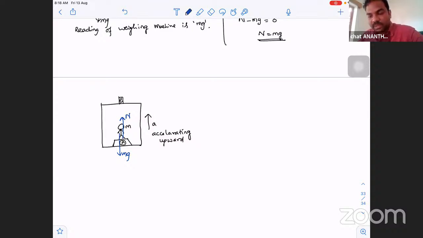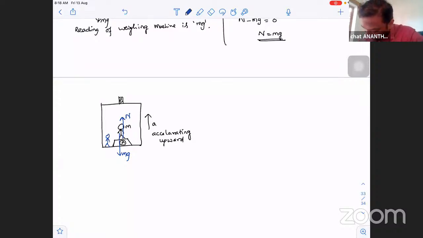If you are observing from the ground, then the man will accelerate upward. If you observe from the lift, if you are inside the lift, then the man will be seen at rest. Remember, as your observation place changes, the motion of the object also changes. So you should be careful in applying the things. Okay, understood? Now I am solving with respect to what observer?